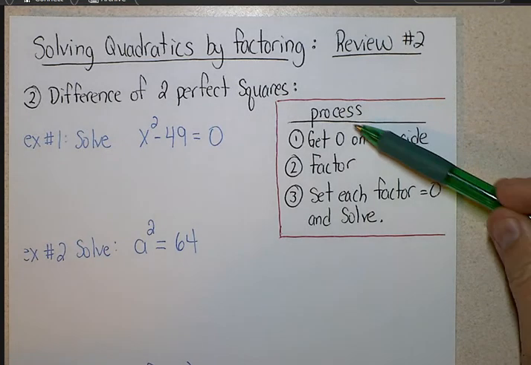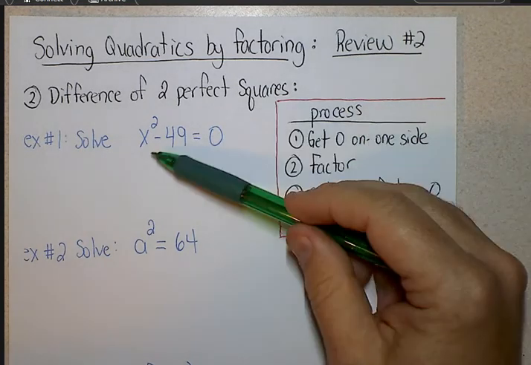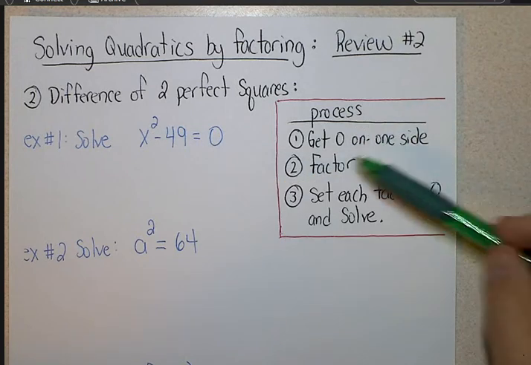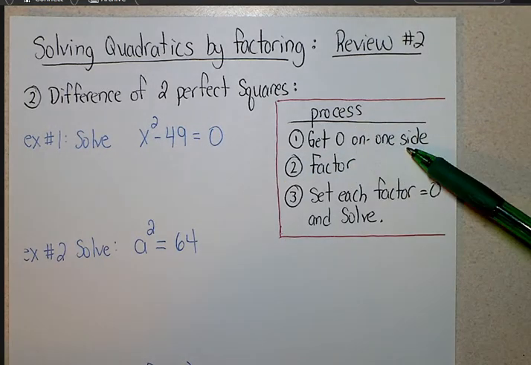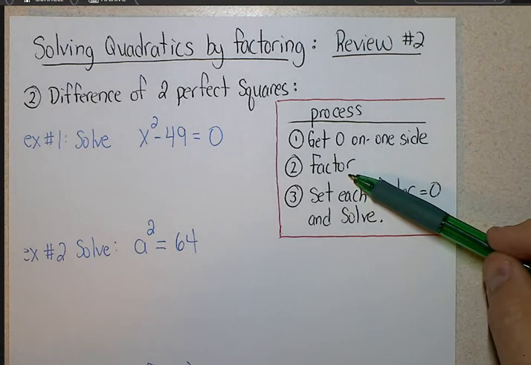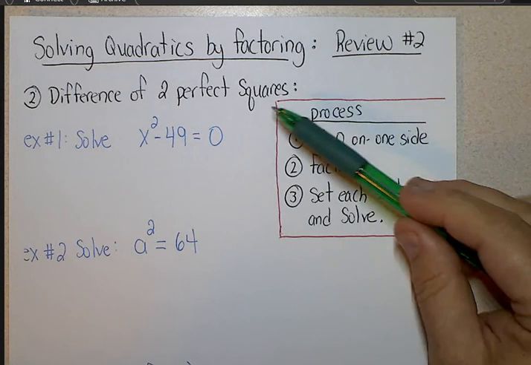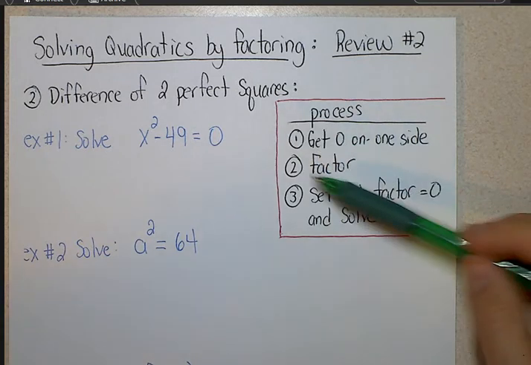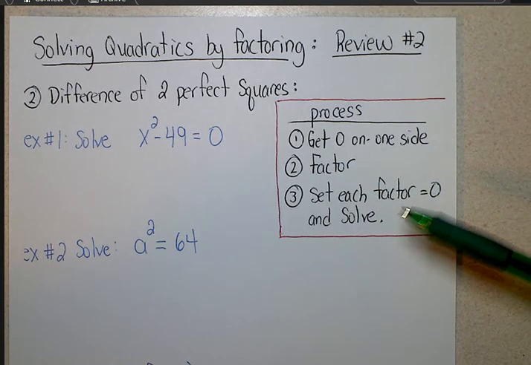When we're solving something in which you have an x squared, you have to factor. So our goal is to get 0 on one side. Then after we get 0 on one side, we want to factor. In this case, since we're dealing with the difference of two perfect squares, that's going to be the factoring technique we're going to use to break up the x squared term. And then we're going to set each factor equal to 0 and solve, just like we did before.